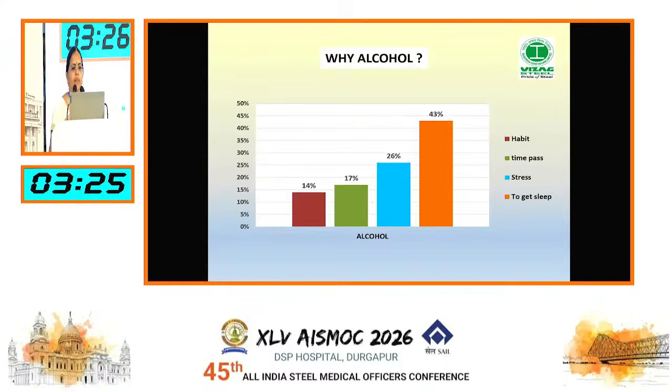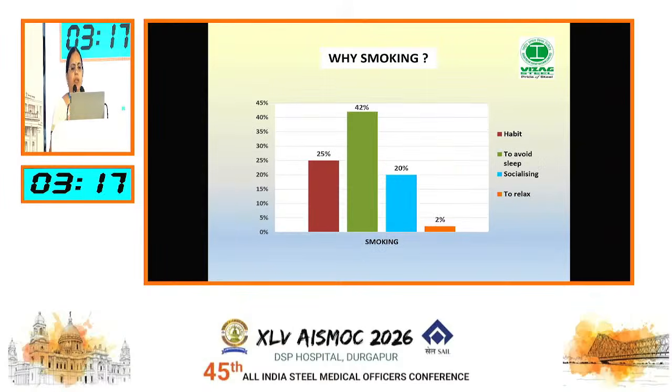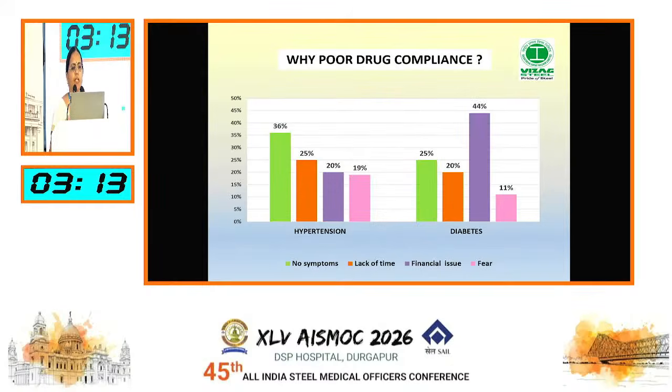Coming to causal factors analysis, 43% of alcohol users said that they take alcohol to get proper sleep. Smoking, 42% said that they smoke to avoid sleep during working hours. Poor drug compliance for hypertensives, they said they don't have symptoms, so they stop taking medication. In case of diabetes, 44% said that they have some financial issues to purchase the medicines and continue the medication.